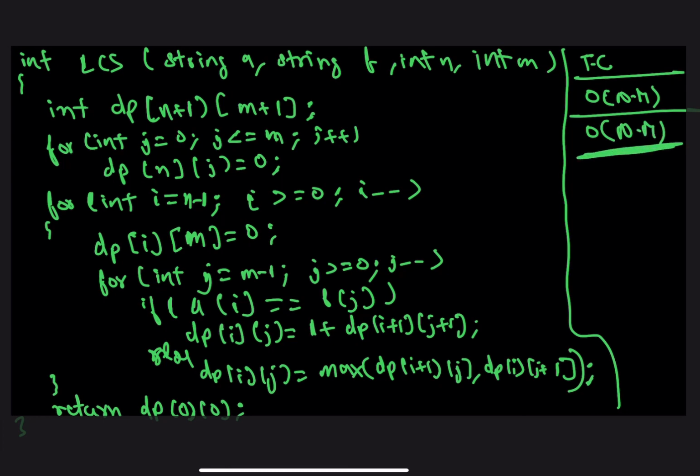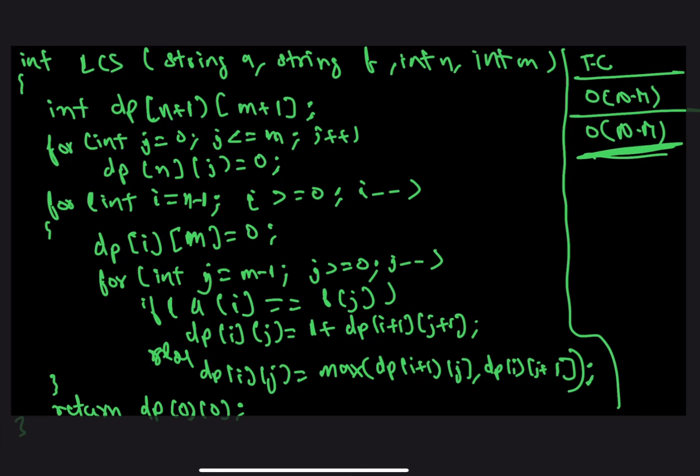Whenever you want to compute the time complexity, all you have to do is look at the number of states and also look at the time to compute each state. In this question, the number of states is n into m, and the time to compute each state is O of 1. So the total time complexity becomes O of n into m. In the same way, the total space complexity is also O of n into m, because if you notice, we have initialized a 2D array.